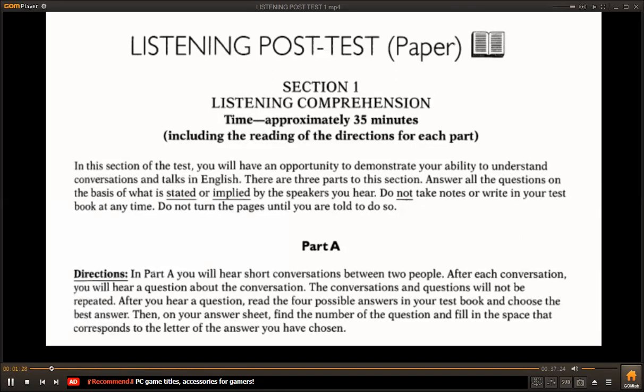Part A. Directions. In Part A, you will hear short conversations between two people. After each conversation, you will hear a question about the conversation. The conversations and questions will not be repeated. After you hear a question, read the four possible answers in your test book and choose the best answer. Then, on your answer sheet, find the number of the question and fill in the space that corresponds to the letter of the answer you have chosen.